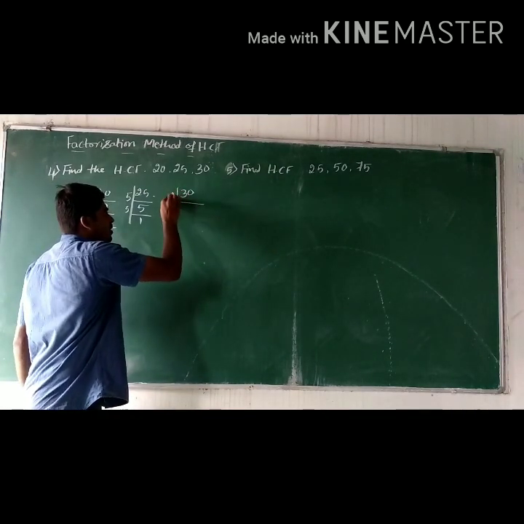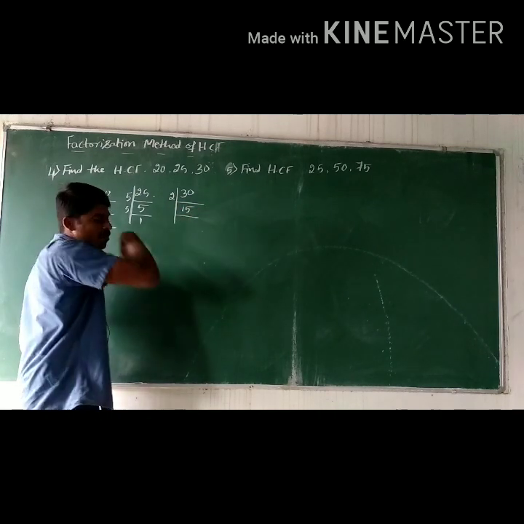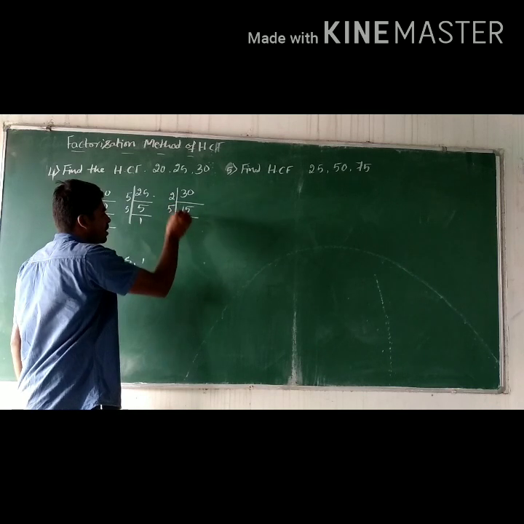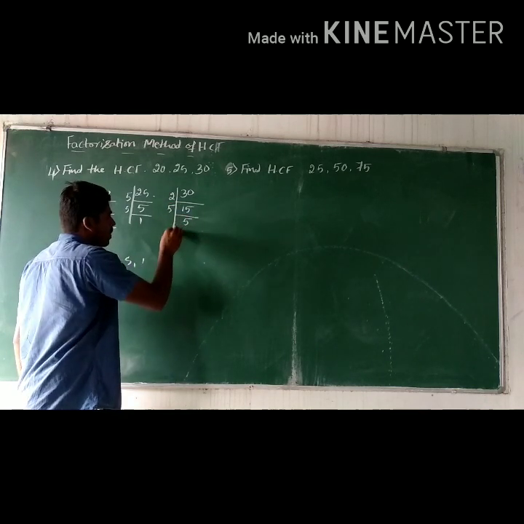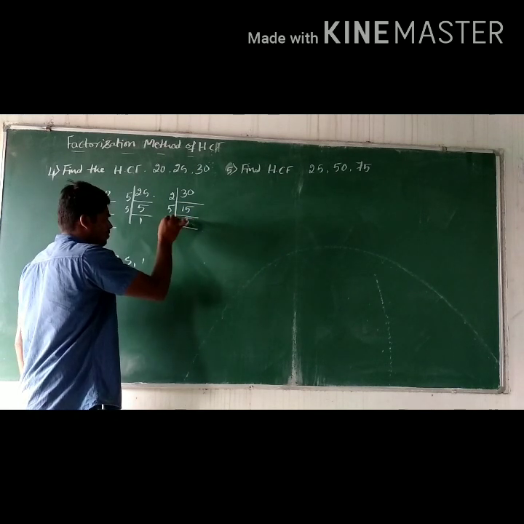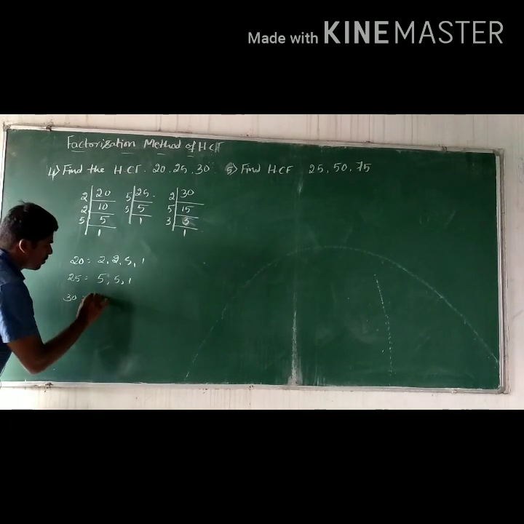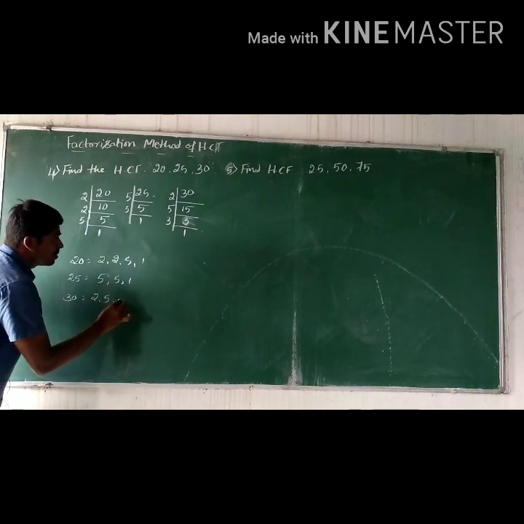Now go to 30. You can divide by 2 and get 15. 15 is an odd number. Divide by 5, you get, sorry, 3. Then divide by 3 and get 1. So the numbers taken are 2, 5, 3 and 1.